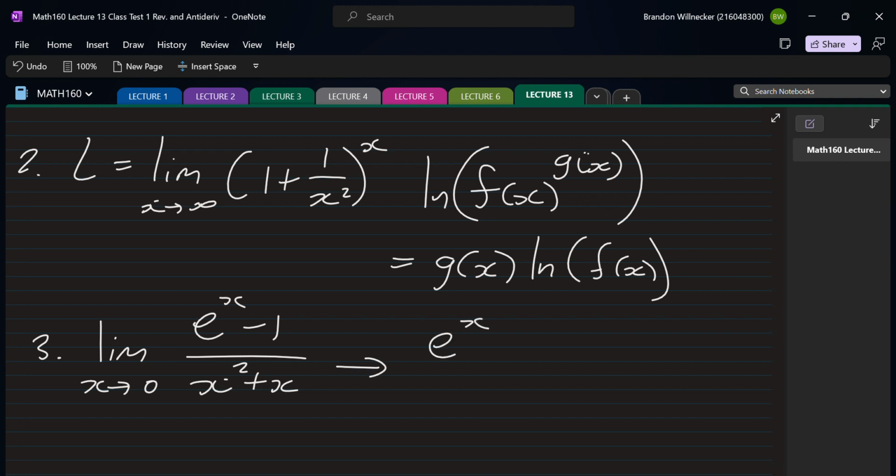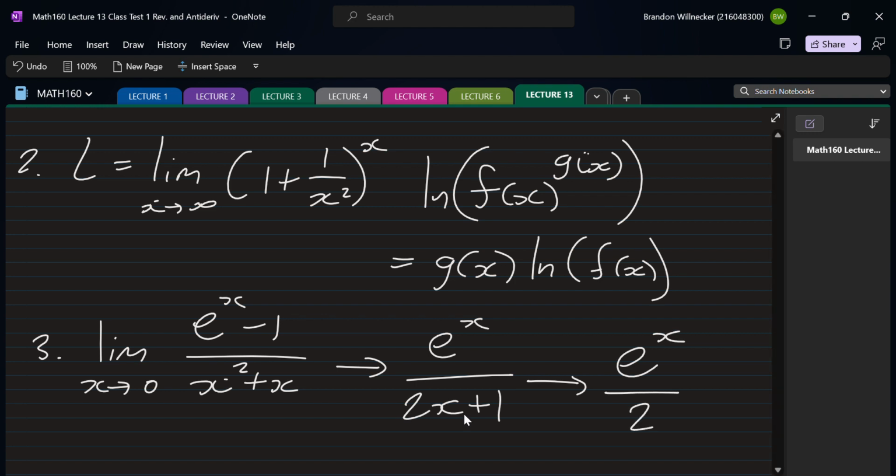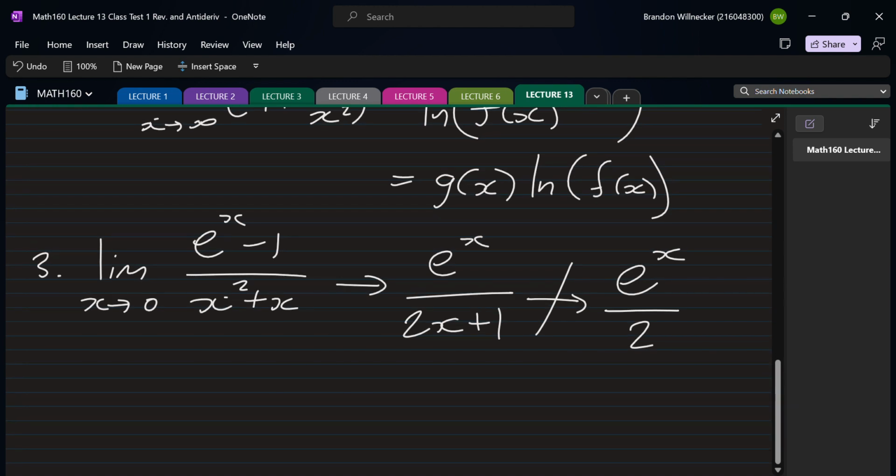So this becomes e to the x over 2x plus 1. Now, if we substitute 0, we get 1 over 1. That's not an indeterminate form, so we don't use L'Hopital's rule again. We have our answer. This is fine. A lot of students were doing L'Hopital's rule again and getting e to the x over 2. That's wrong. Going from here to here, there's no reason to use L'Hopital's rule. There's no indeterminate form. There's no problem with the limit. That shouldn't be done. I gave those students a mark for the first step, but the second step is wrong, so you didn't get the full marks. Please don't do that.